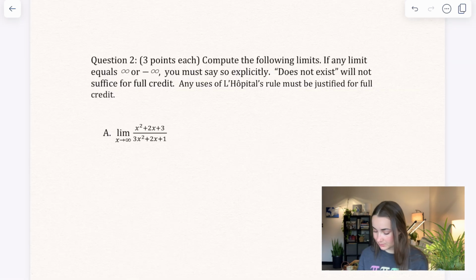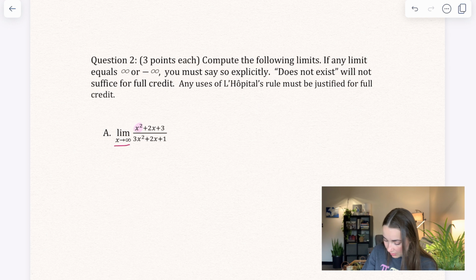Okay, here we have some more limits. We have the exact same rule. So let's go ahead and try to do this thing. Here we have a limit approaching infinity. So again, there's two different ways you can do this. The first way you can do is you can take the highest power of both the numerator and the denominator. So I'll go ahead and rewrite that.